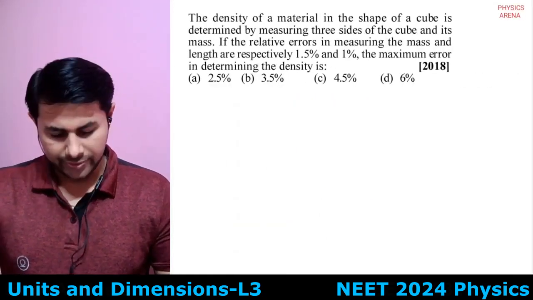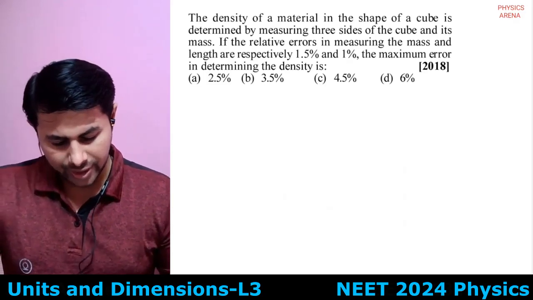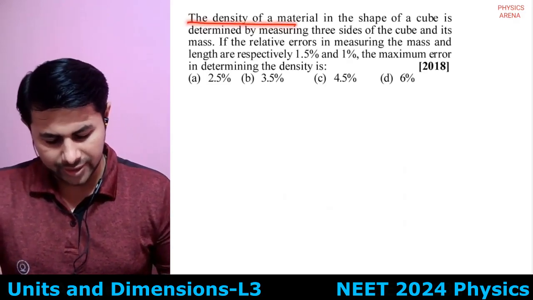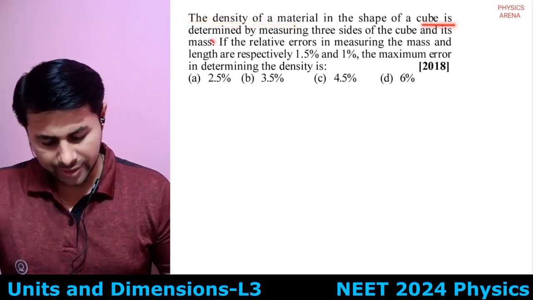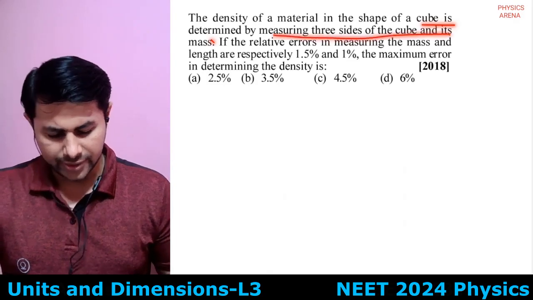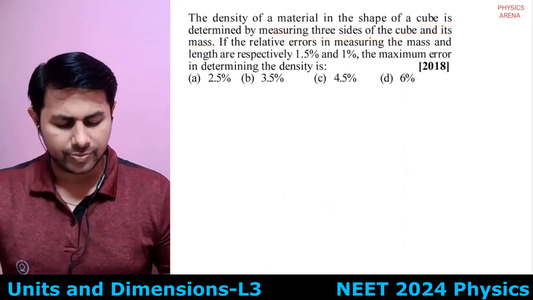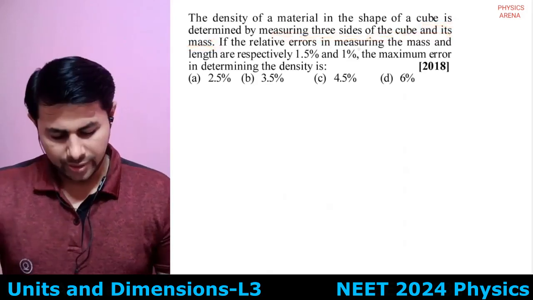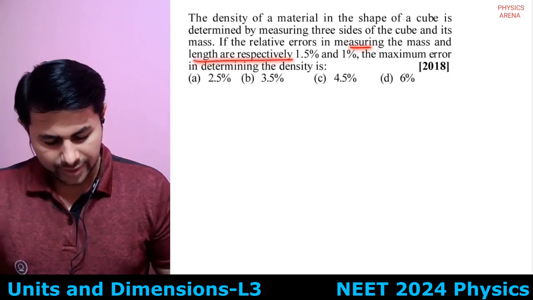Next one. The density of a material in the shape of a cube is determined by measuring 3 sides of the cube and its mass. If the relative errors in measuring the mass and length respectively are these, the maximum error in density is. This is a repetitive problem. How much? 4.5%. In mass, it is 1.5.